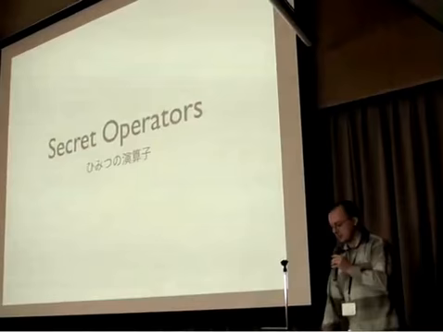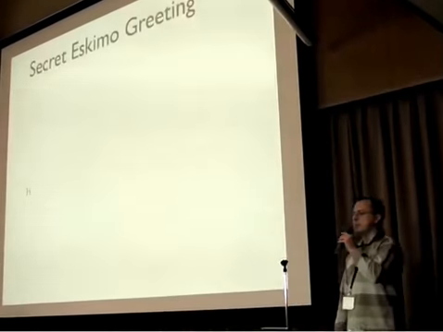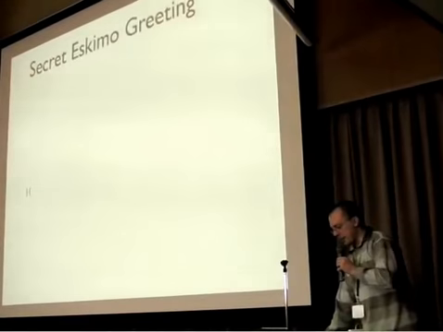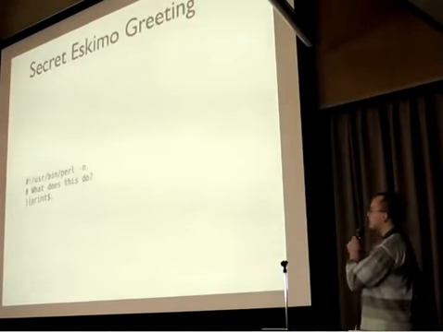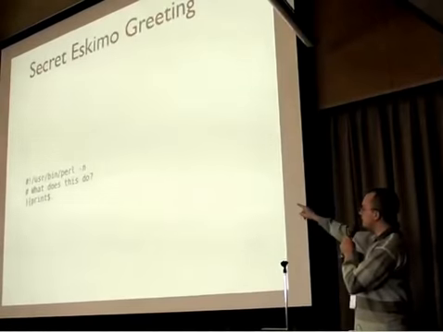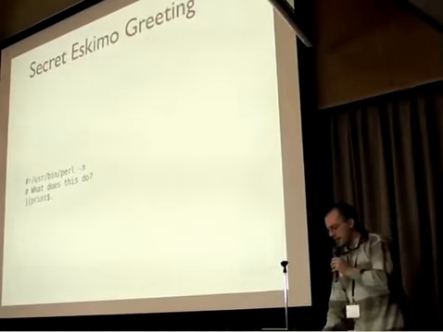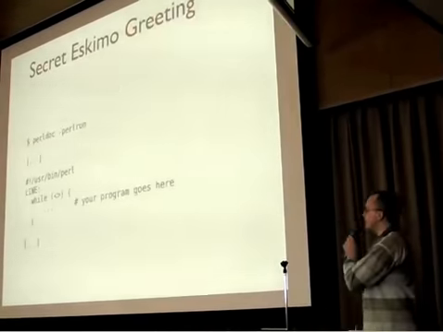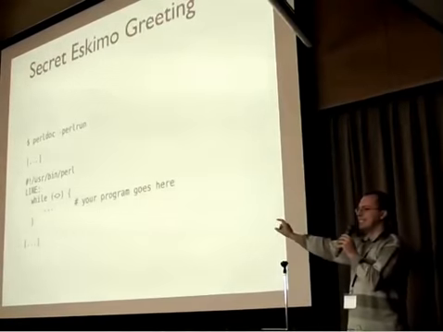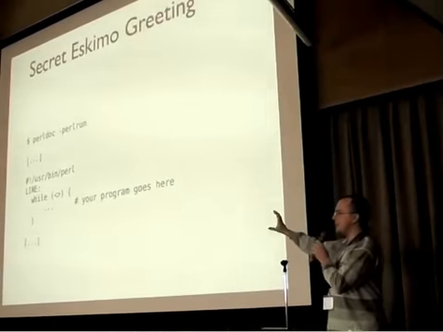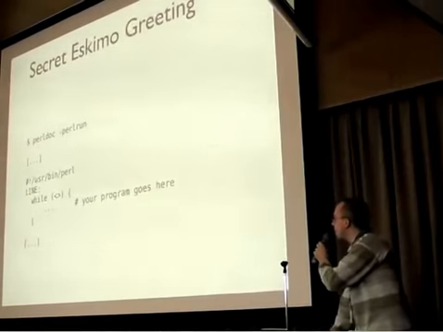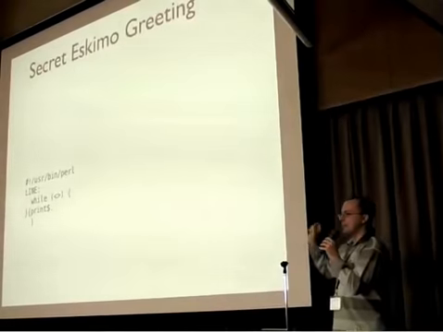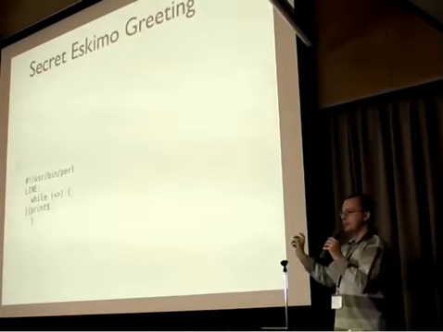Secret operators. The secret Eskimo greeting. This actually works. Like this. So, what does that do? Notice the end switch. If you go to the documentation for the end switch, you can see that it actually puts a while loop around all your code. So what happens is that your code goes inside that. And now you have just found a better way to perform an AND block.